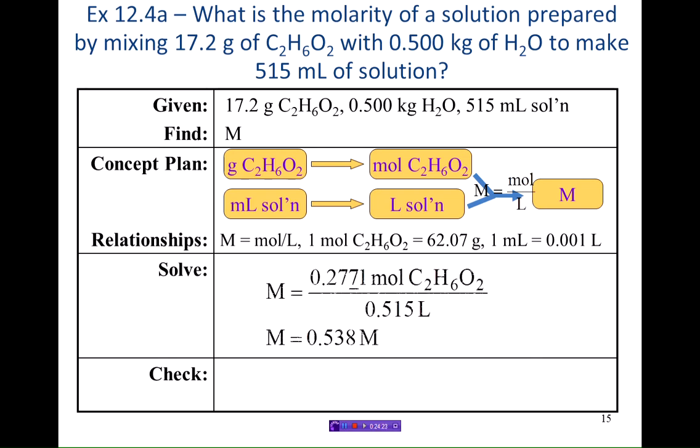Now I take my moles, divide it by my liters, and mathematically I get 0.538. And so I've rounded so that I only have 3 significant figures. So I have 3 sig figs here, 3 sig figs here, so I should have 3 sig figs in my final answer.